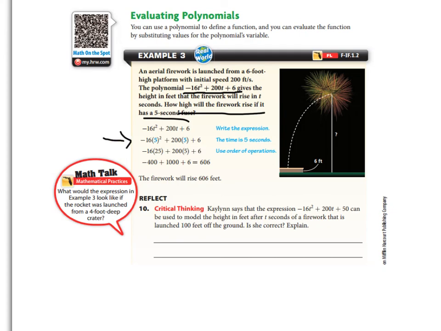Now, order of operations would tell us to do the exponent part first, which is where they got the 25, and then we would start multiplying. So negative 16 times 25 was negative 400, 200 times 5 was 1,000, and then have that plus 6 from the formula. So add them all up together, it gives you 606. So this would rise 606 feet.